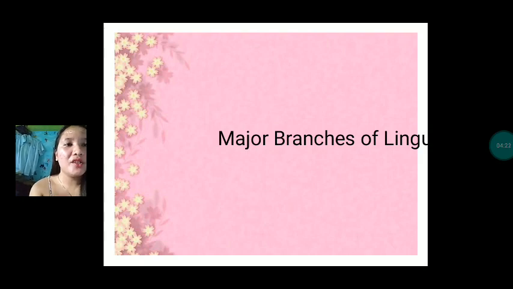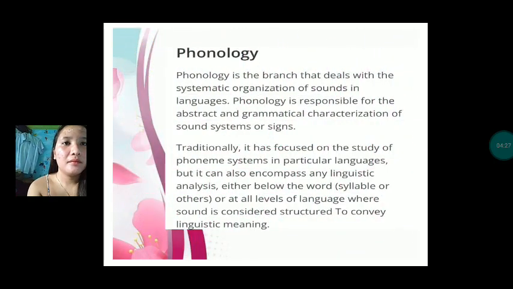The major branches of linguistics. Phonology. Phonology is the branch that deals with the systematic organization of sounds in languages. Phonology is responsible for the abstract and grammatical characterization of sound systems or signs.